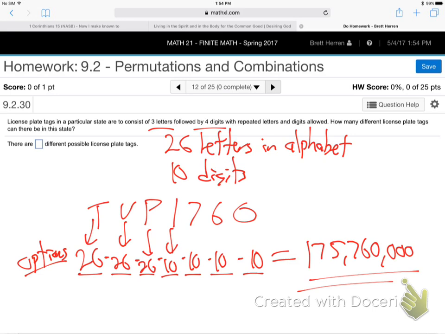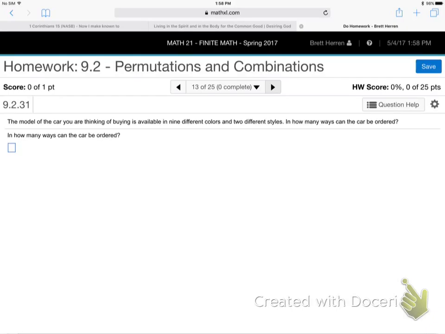Is that good out there? All right, so that's how many different plates. I'll let you think about this one: 9 colors, 2 styles. How many different ways can the car be ordered? So what do we do? It's just 9 times 2, 18. 18 ways to order the car. Is that making sense? Pretty easy, right? Just multiply those together.